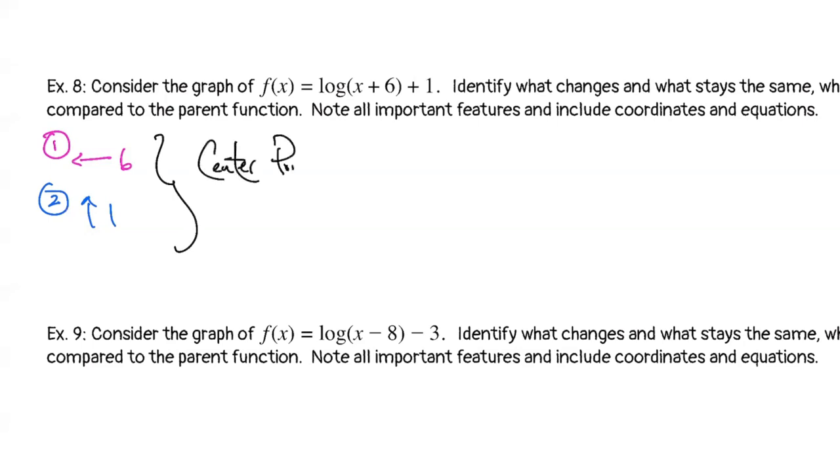Where's the new center point? And where is that vertical asymptote?